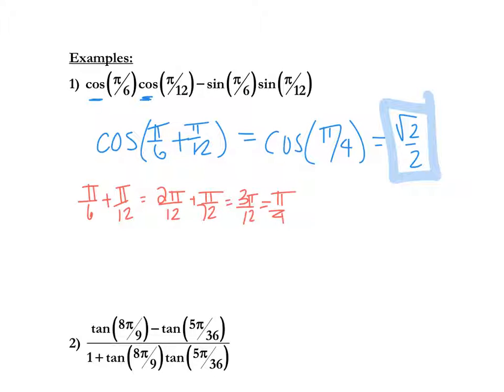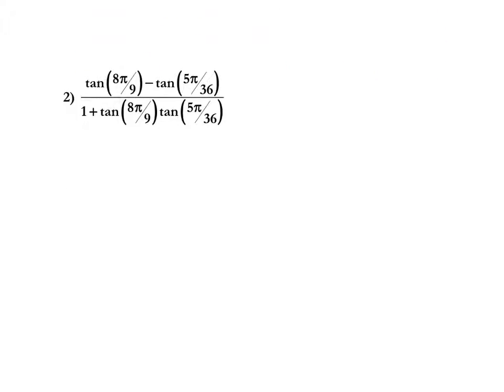Instead, I had to figure out what sum and difference identity I was starting with. In this case, it was cosine. There was a subtraction sign in the middle, and cosine's the opposite, so we change it to addition. Then we add the two angles together, then we evaluate that angle, and we got root 2 over 2. All right, let's do another example.